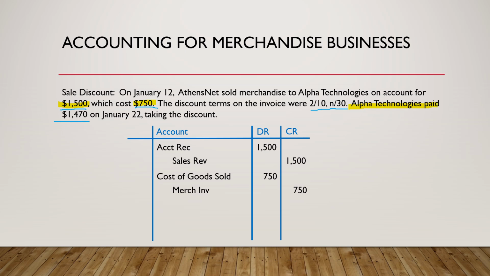Alpha Technologies paid $1,470 on January 22nd, taking the discount. Debit cash and credit AR, but not for $1,500. Since the buyer is paying within the discount period, it'll pay $1,470 as stated. This is the $1,500 gross amount times 98%. To get that 98%, subtract the 2% discount from 100%.